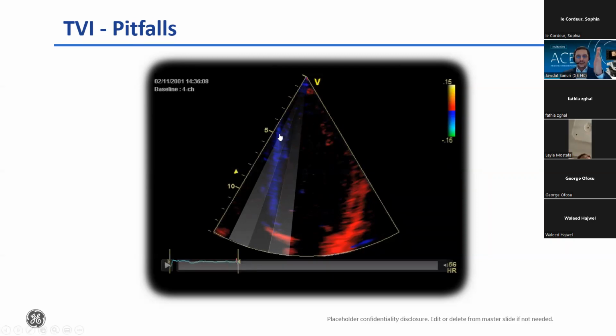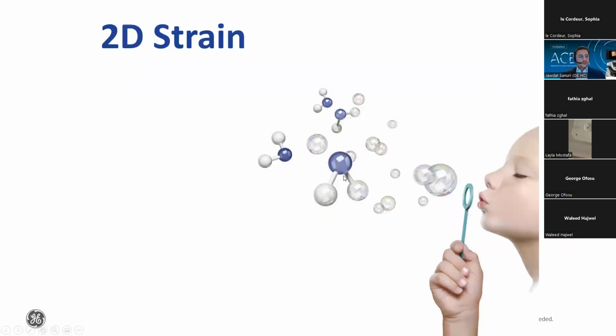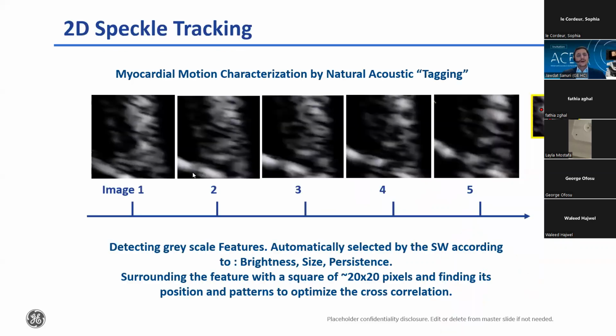This is why we always try to make it as longitudinal as possible. Sometimes they do only one wall at a time to try to make it as longitudinal as possible when it comes to tissue Doppler strain. That's where the need and the evolution of speckle tracking based, quote unquote, 2D strain came in. So 2D strain is actually based on speckle tracking. What is speckle in the first place?